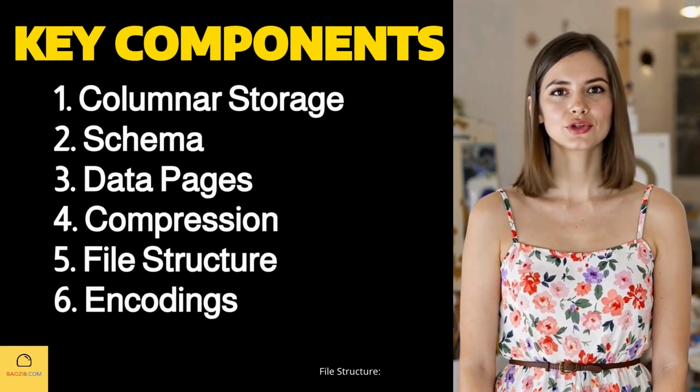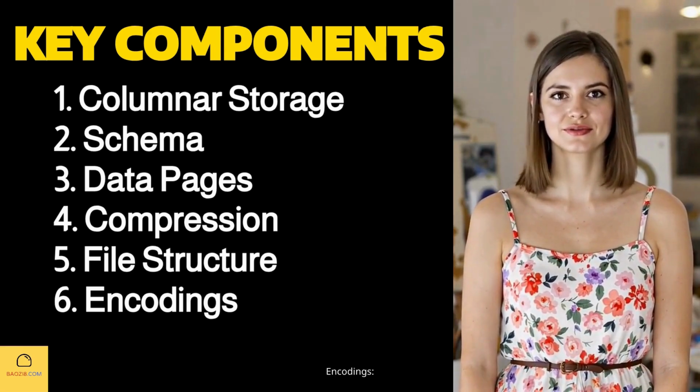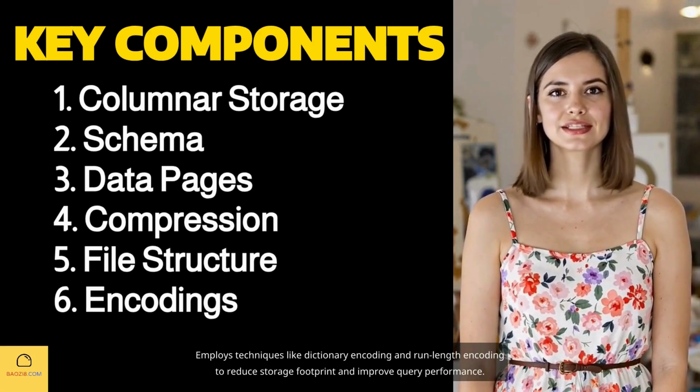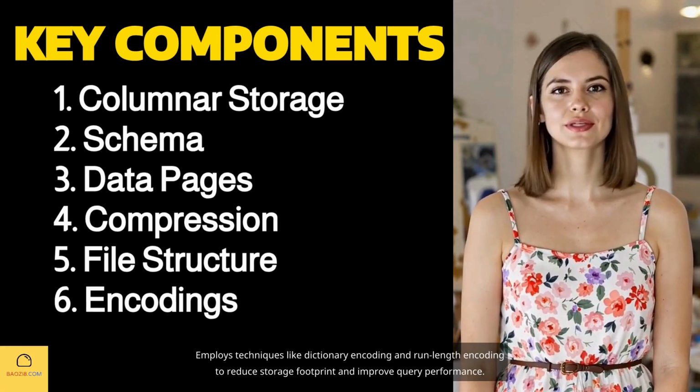5. File structure. Includes a header, column metadata, and a footer that provides fast indexing and enables random access to data. 6. Encodings. Employs techniques like dictionary encoding and run length encoding to reduce storage footprint and improve query performance.